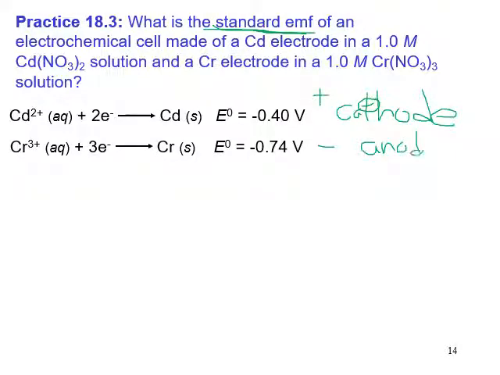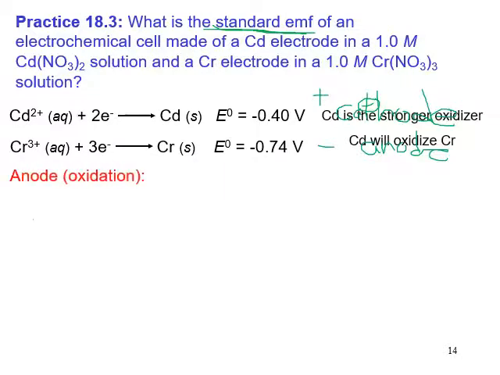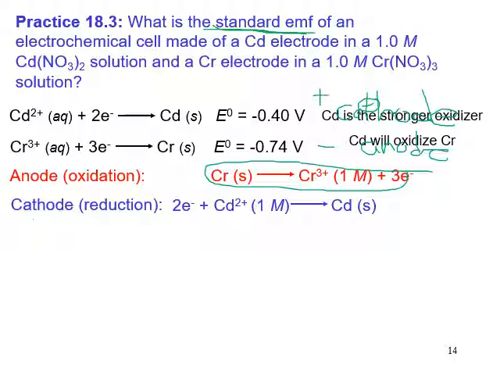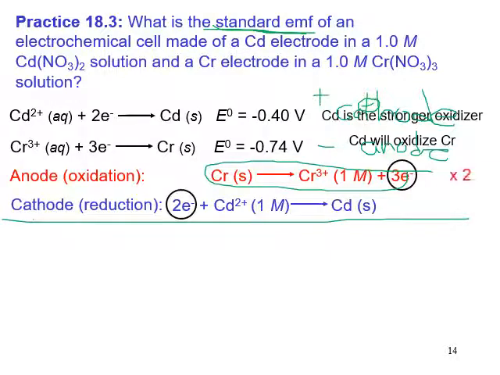The question here is, what is the standard EMF? The anode will be the chromium. I just showed you that up here in green. The cadmium will be the reduction. Now notice what happened here. This one has been flipped. That's fine. You can flip it. And if you flip it, when you add it up, your electrons cancel, which is what's important. Do not flip the number when you do the determination of the E of cell.